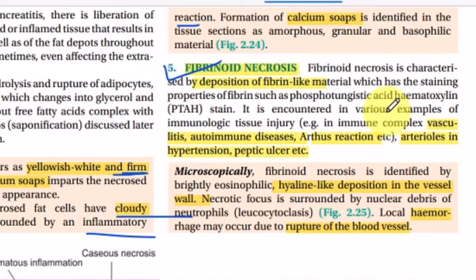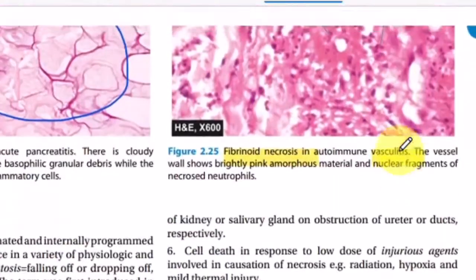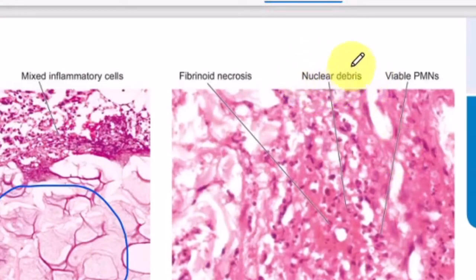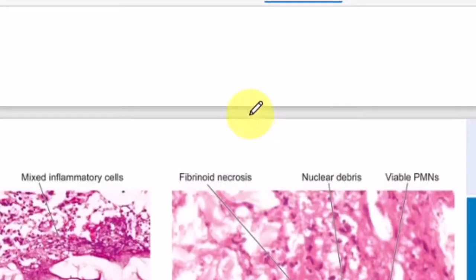Now comes fibrinoid necrosis. Fibrinoid necrosis occurs wherever there is a deposition of fibrin. The fibers are present mainly in the vessels, so most commonly fibrinoid necrosis occurs in the vessels. It occurs in vasculitis, autoimmune diseases, Arthus reaction. It can occur in the arterioles in case of hypertension, and in peptic ulcer. What you see microscopically in fibrinoid necrosis is nuclear debris, and the presence of multiple fibrinoid deposits.